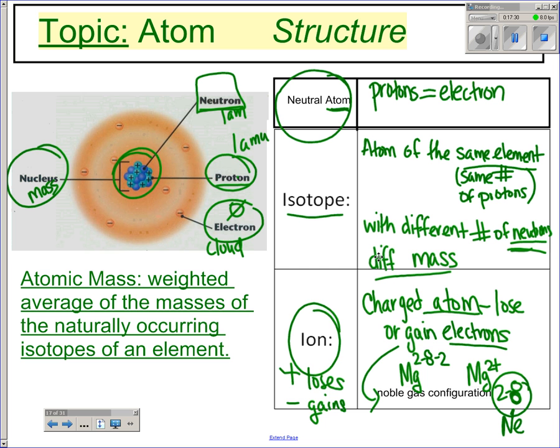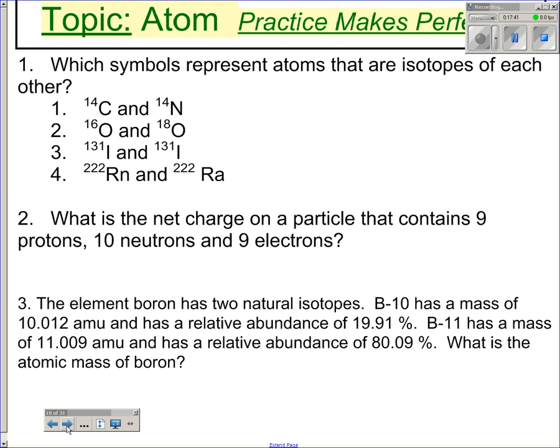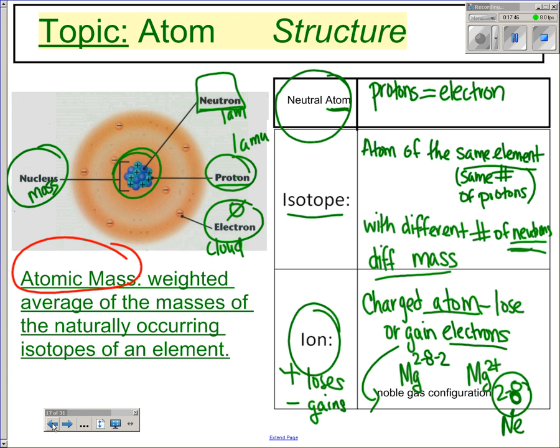The atomic mass, sorry, there's a lot of information on this slide here, is going to be the weighted average of the masses of the naturally occurring isotopes of an element. I'm going to flip forward. I just want to see if there's an atomic mass problem. Is there? So we can use that information. So thinking about this weighted average of the masses, remember the atomic mass is on your periodic table. So that's the information we can find there. It is not the same as mass number, which is what we're going to talk about in the next slide.